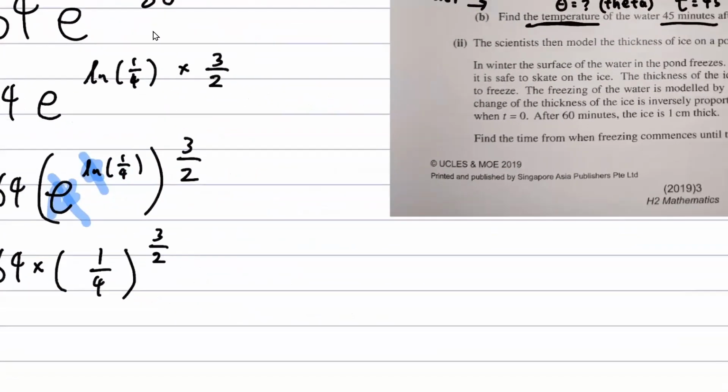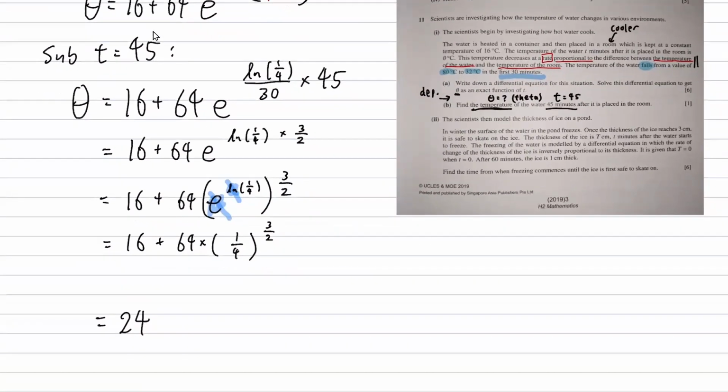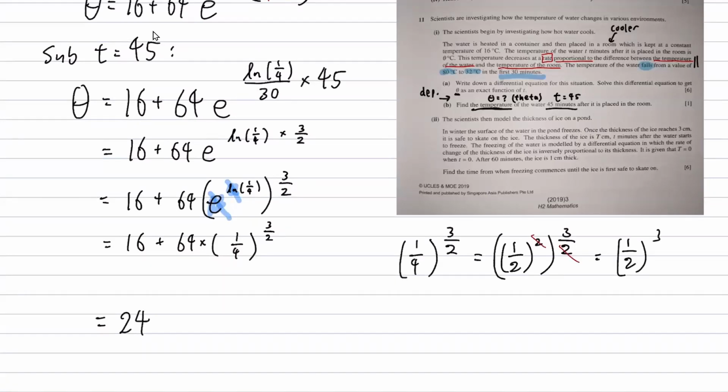What is 1/4 to the power of 3 over 2? Let's work it out at the side. 1/4 power 3 over 2 is just 1 over 2 squared, then power 3 over 2. Correct or not? 1/4 is half squared. Yeah, correct. So that means 2 can cancel off now. Then you're left with half power 3, which is 1 power 3, 1, 2 power 3, 8. Then you're left with 16 plus 64 times 1 over 8.